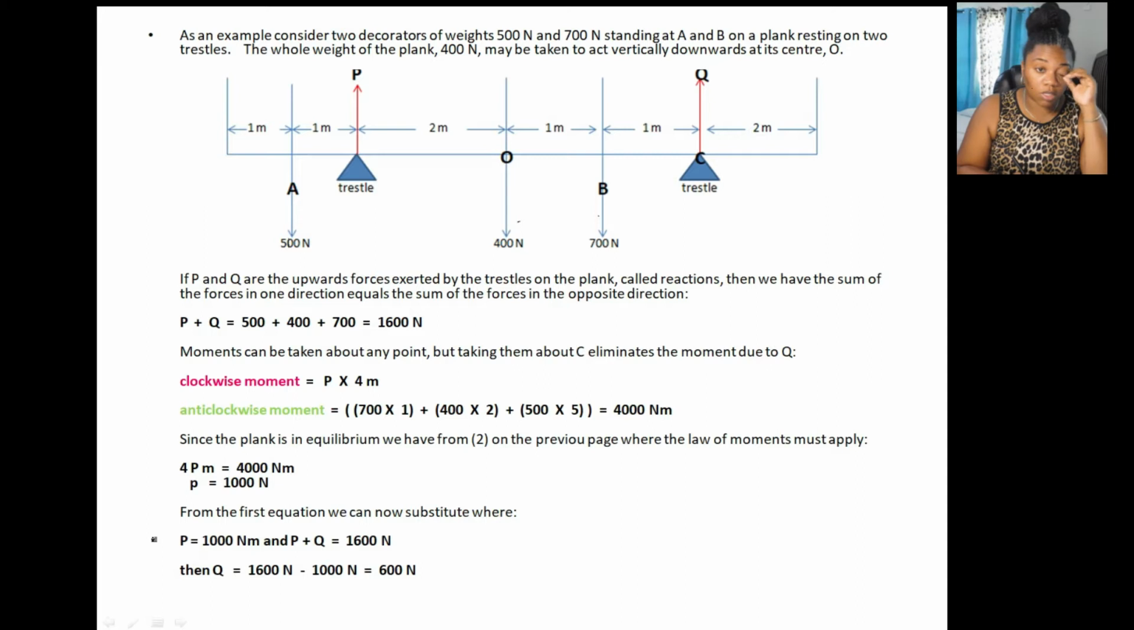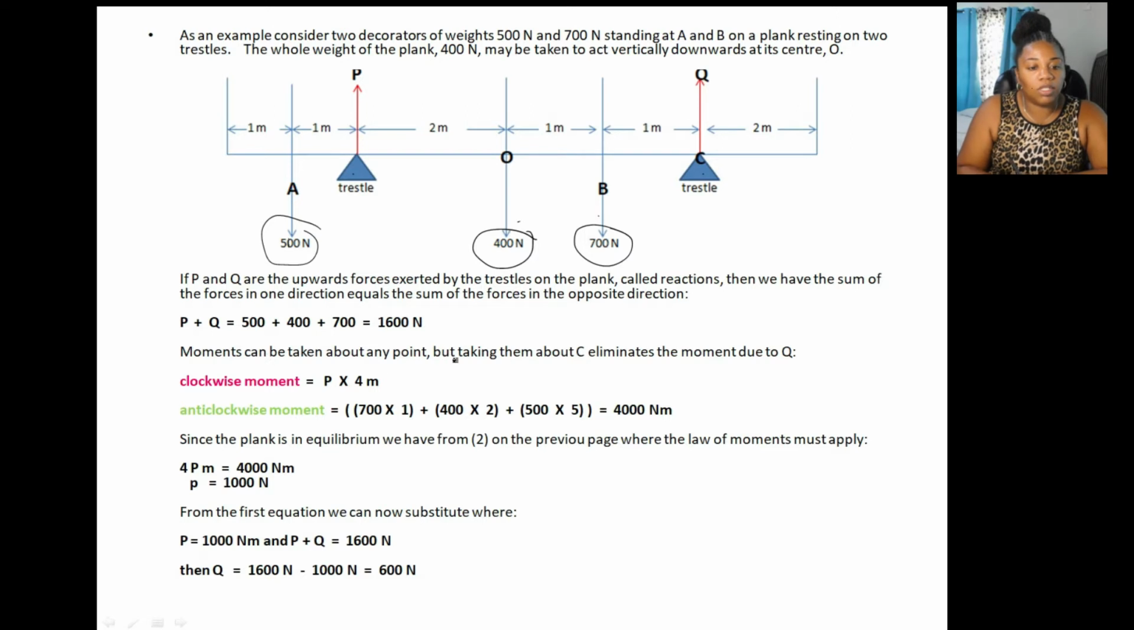We'll consider two decorators of weights 500 newtons and 700 newtons, standing at A and B on a plank resting on two trestles. So these are our pivots, right? This and this. And it says the whole weight of the plank, 400 newtons, may be taken to act vertically downwards at its center. So we're here, and the center is seen as O. So now we're all aware that all upward forces, so that's P and Q, will be equal to all downward forces. So P plus Q will be equal to 500 plus 400 plus 700, making 1600 newtons, right?